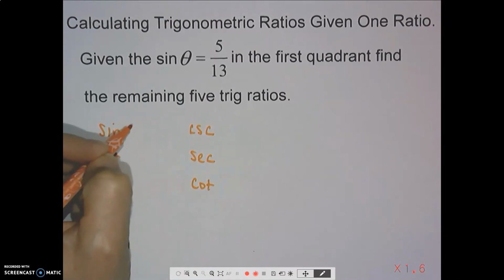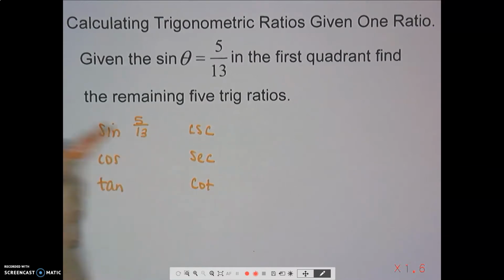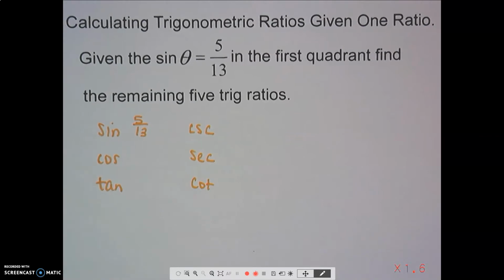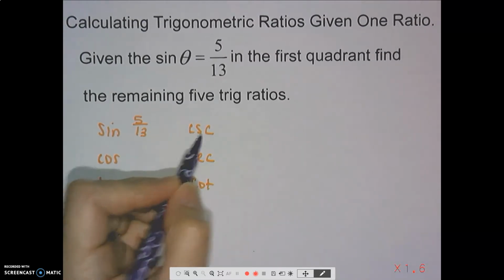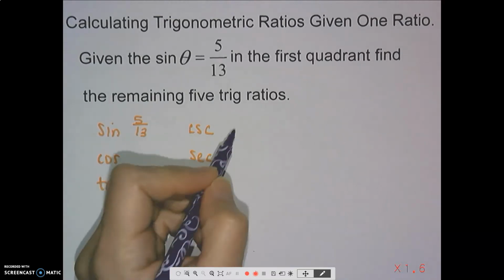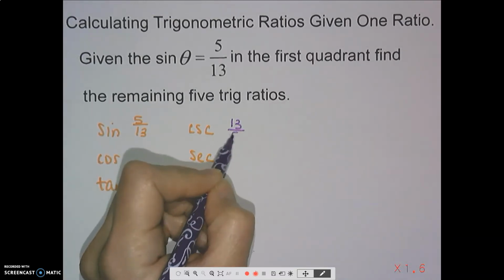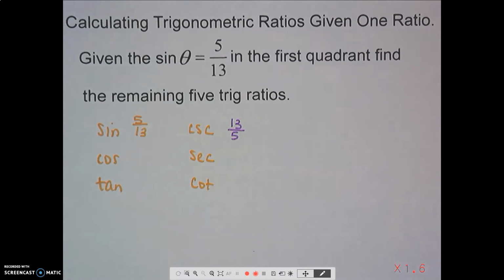Sine is 5/13. They told us that. Now that we know that information, we can figure out the cosecant is just the reciprocal. That should be pretty easy for you to figure out and get 13/5 for the cosecant.